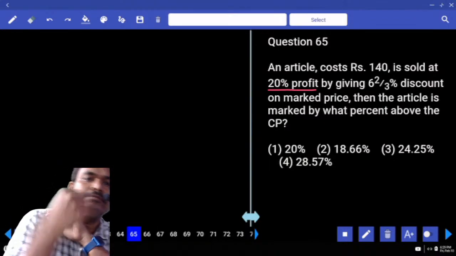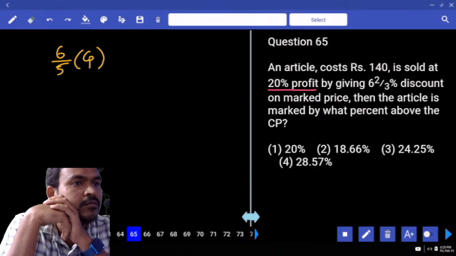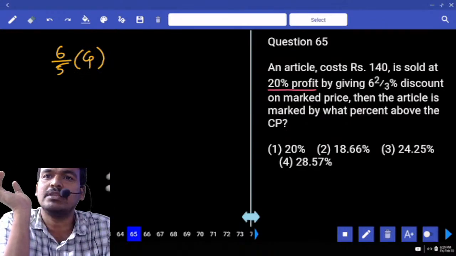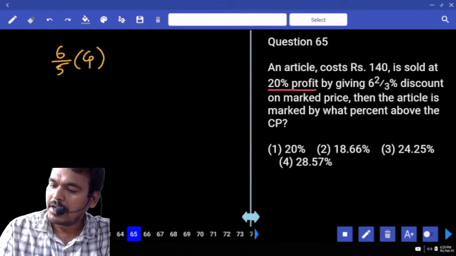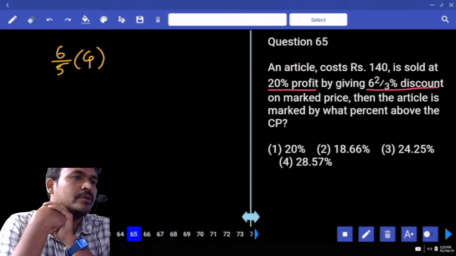But selling price is 6/5 of cost price or not? Yes or no? 20% profit means we get 120% of cost price or not? Means 6/5 of cost price or not? Next, what is the discount percentage? 6 2/3%. 6 2/3% means what is the fraction?